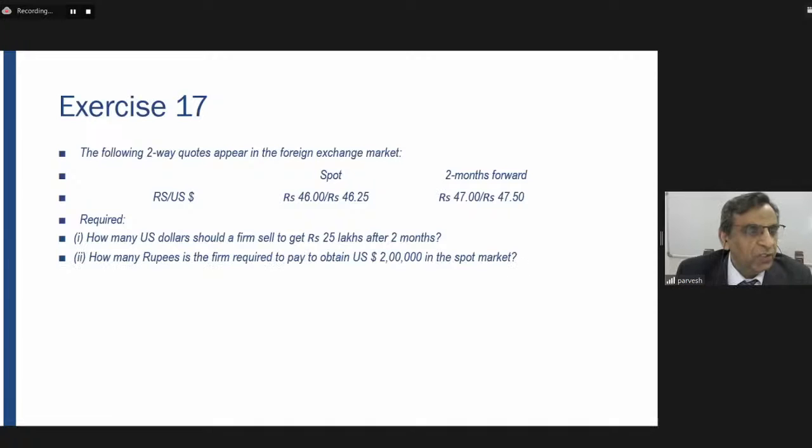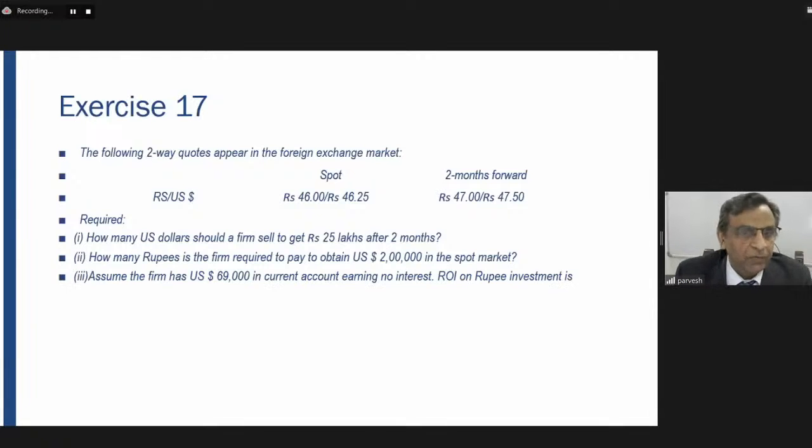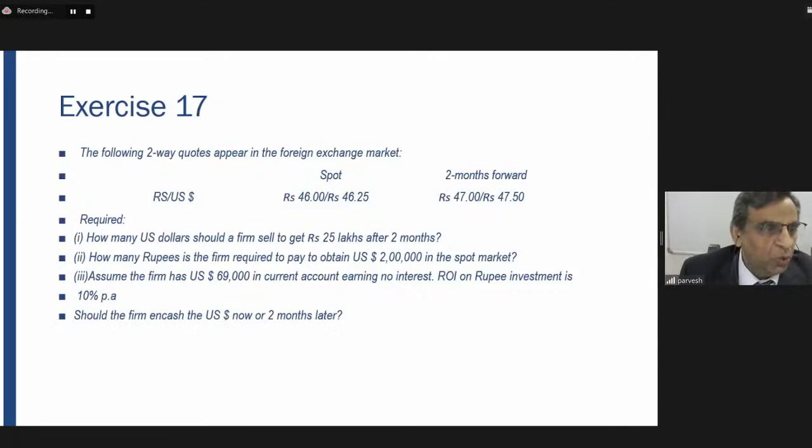The second question is how many rupees the firm is required to pay to obtain $2 lakh in the spot market. Here we will look at the spot rates. The third part is: assume that the firm has $69,000 in a current account earning no interest, whereas the return on rupee investment is 10% per annum. Should the firm encash US dollars now or 2 months later? So there are three parts to this question, and we will solve them one by one. Let's begin with the first one.